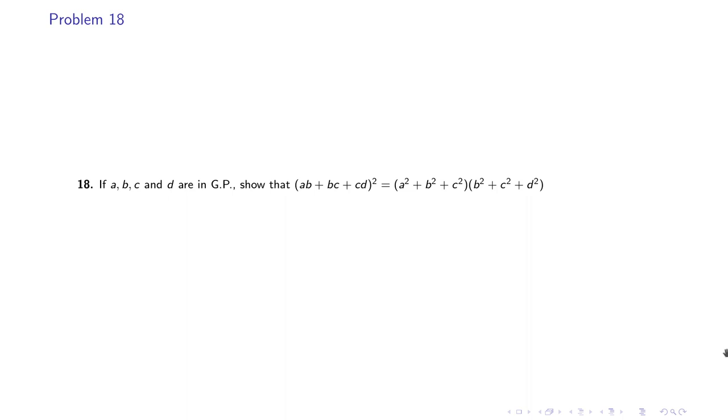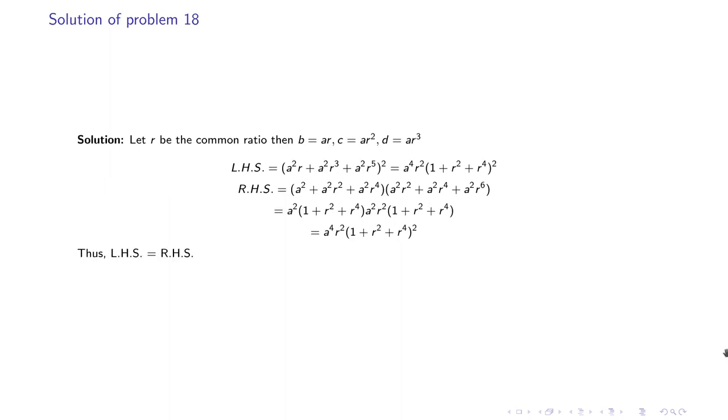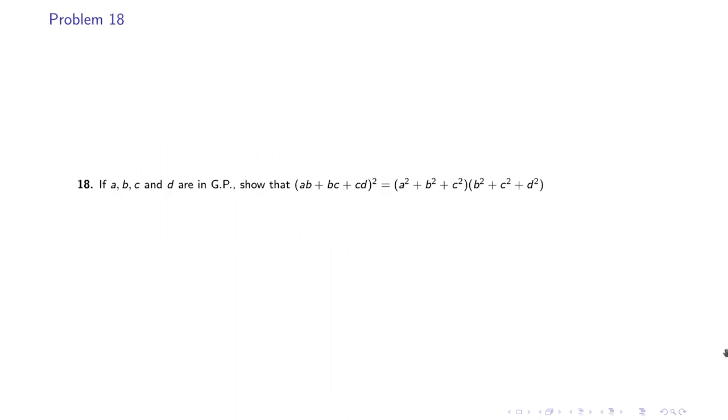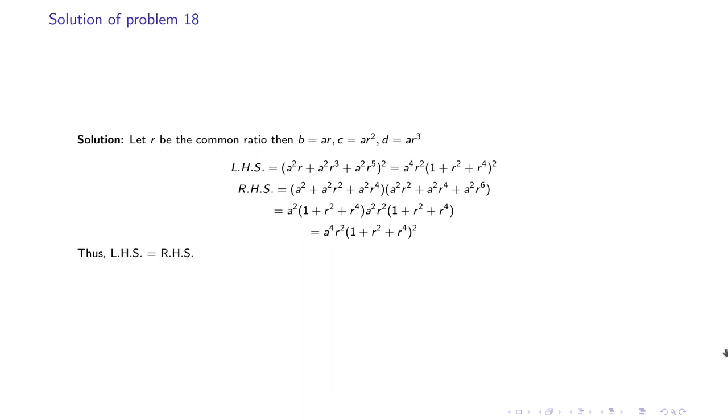Problem number 18 says that if a, b, c and d are in GP, show that (ab plus bc plus cd) whole square is equal to (a square plus b square plus c square) multiplied with (b square plus c square plus d square). So we let r to be the common ratio. So b is equal to ar, c is equal to ar square, d is equal to ar cube. Now left hand side is (ab plus bc plus cd) whole square.